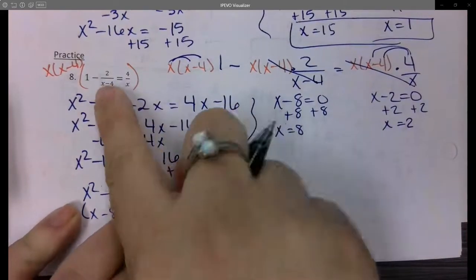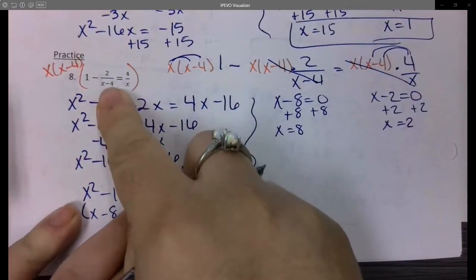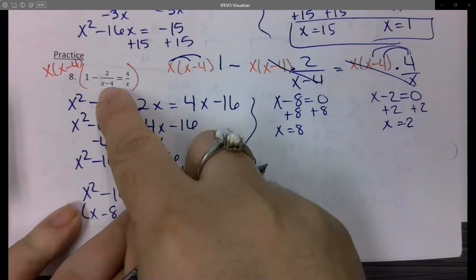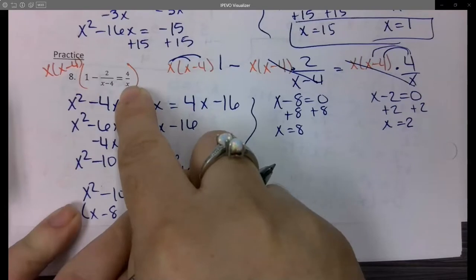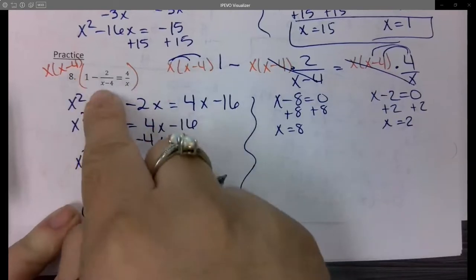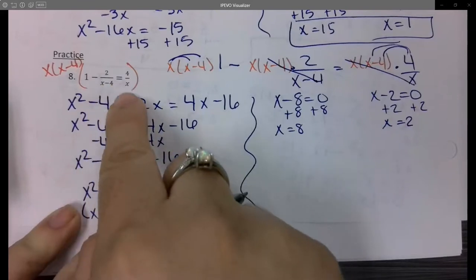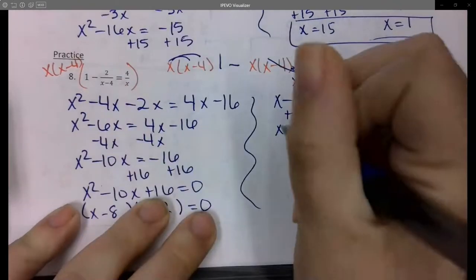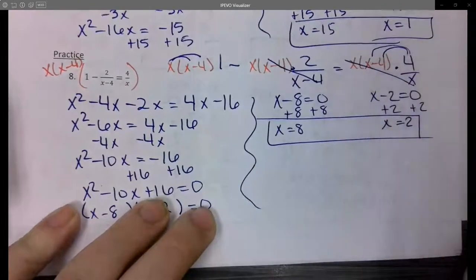So if I plug in 8 to the bottom, am I going to get 0 here? 8 minus 4, does that give me 0? No. 8 on this bottom, is that going to give me 0? No. So that means 8 works, because whenever we have 0, it doesn't work. What if I plug in 2? Does 2 minus 4 give me 0? No. Does 2 plugging into this one give me 0? No. So both of these will work. Both of these are our answers.